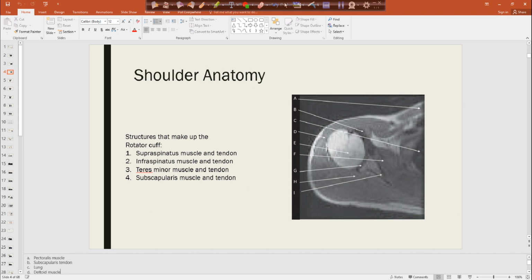D is our deltoid muscle. Once again, the most lateral muscle within the shoulder. E, humeral head. F, subscapularis muscle. G, glenoid fossa. H, infraspinatus muscle. And then I is your scapula. So the cone of the ice cream cone is your scapula, and then the ice cream is obviously the humeral head.